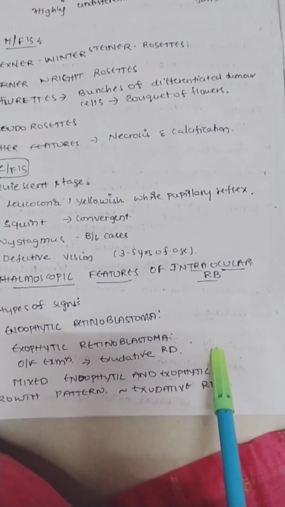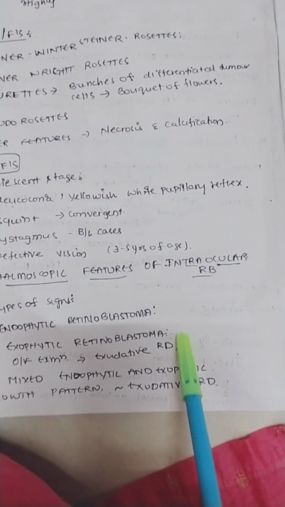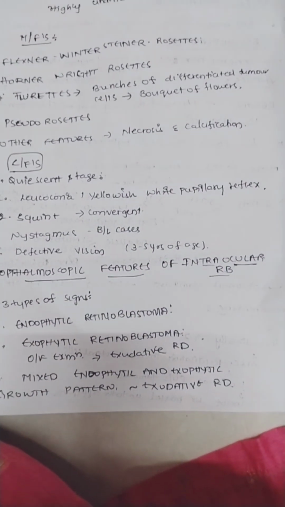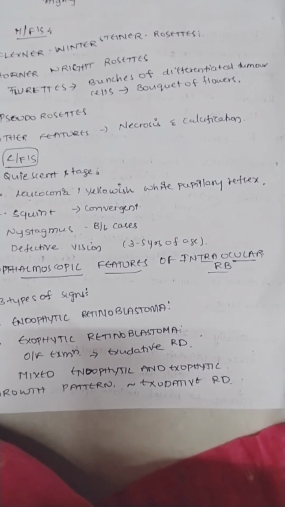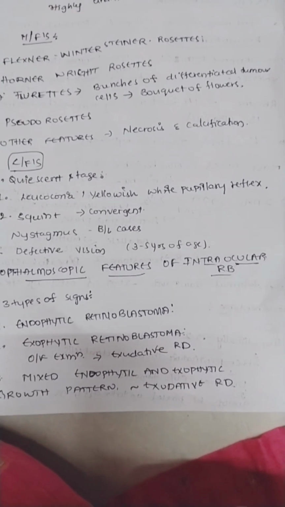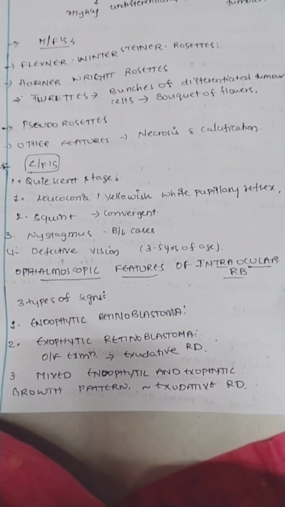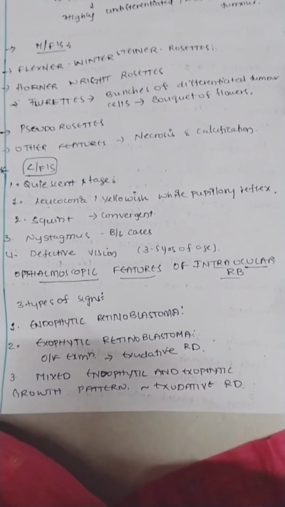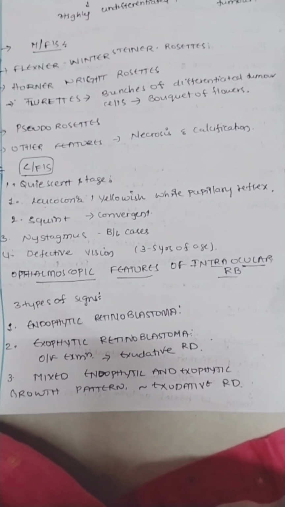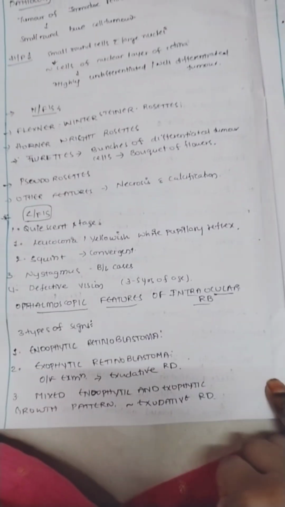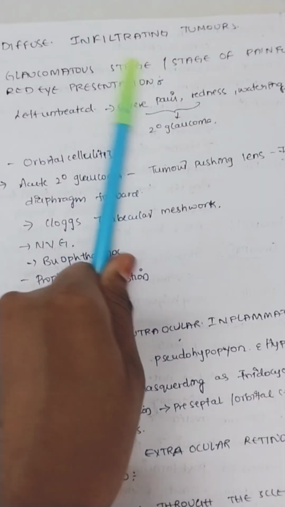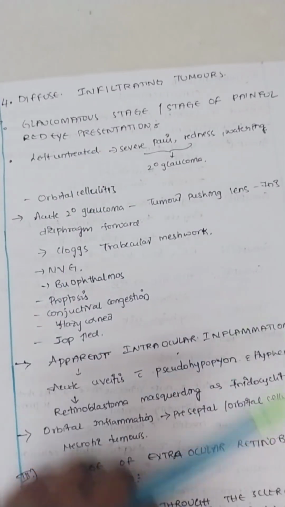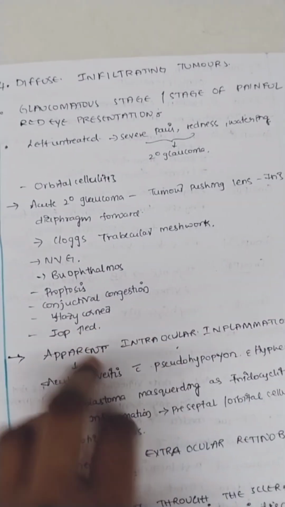If it is growing outward, there is a high chance of separation from the vascular layer. The vascular layer is the choroid, so the retina will get separated from the choroid in the exophytic type. You will see features similar to exudative retinal detachment on fundoscopy examination. In the mixed endophytic and exophytic type, you will see both features, and the growth pattern will be similar to exudative retinal detachment. Coming to the diffuse infiltrating tumor, the tumor will infiltrate the structures.